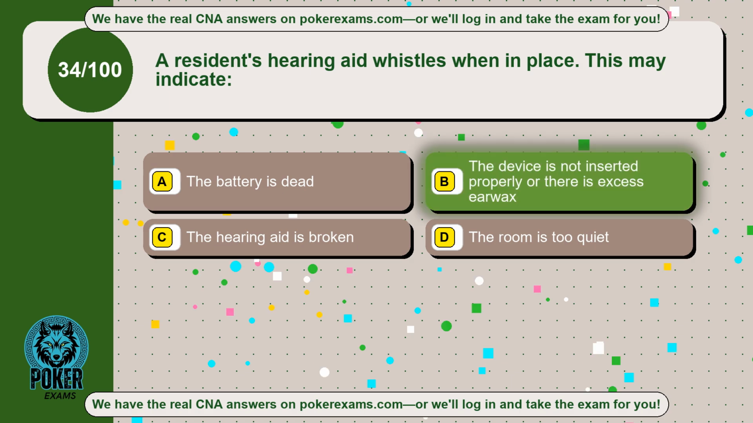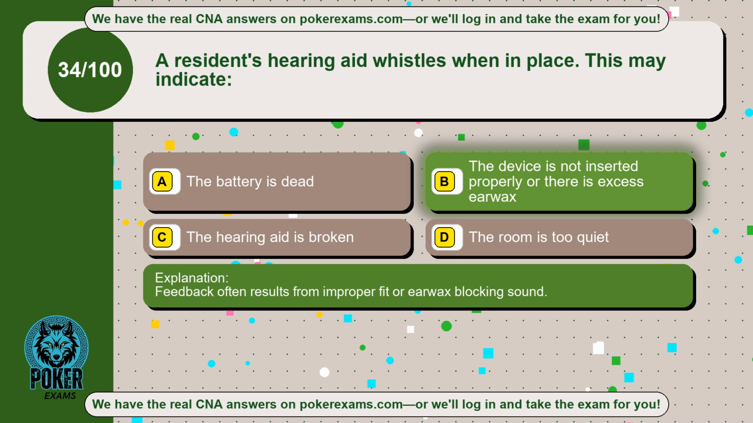The correct answer is option B. The device is not inserted properly or there is excess earwax. Feedback often results from improper fit or earwax blocking sound.